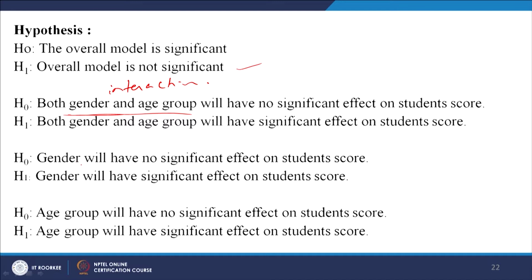What is it saying? Gender will have no significant effect on student score, gender will have a significant effect on the student score. Similarly, age group will have no significant effect, and age group will have. So, these two are basically the main effects we are looking at. Okay, now let us proceed.